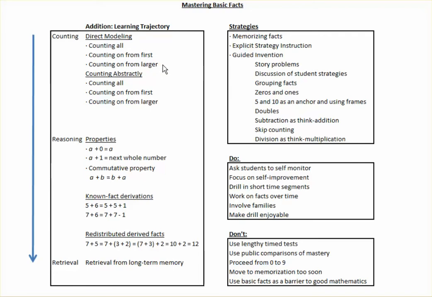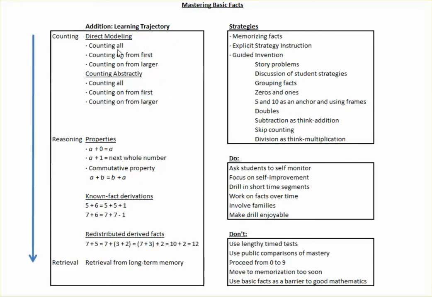Here they think about 2 and 5 and they decide, well, if I count on from the larger, I only have to go 5, 6, 7, and it's a lot easier than starting at 2 and counting all the way up. So there's this trajectory: at the lowest, they're counting all of them. As they get more sophisticated, they learn to count on from the larger. Also in this counting trajectory, they learn to count abstractly without actually having those objects or those fingers in front of them, and they follow the same kind of pattern through these.